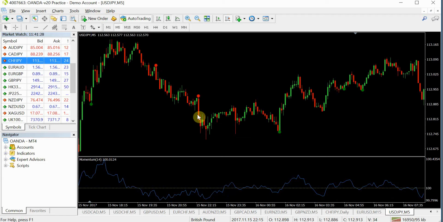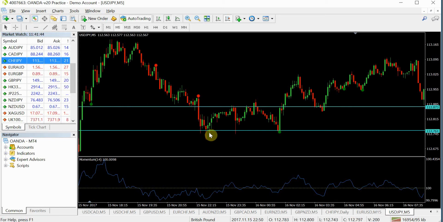And as we can see, it does halt. Where here it continued, fine, fair enough. Where here it actually stopped and halted and went into a range. So if we put a line there and hit the lows around there, you can see multiple touches here and multiple touches here at resistance. So then the market started ranging.